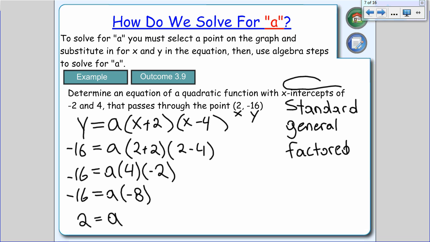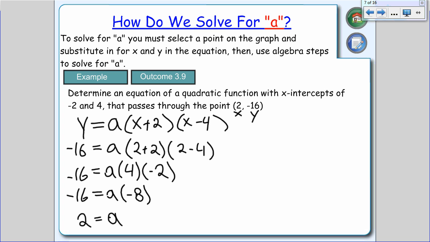This question didn't ask me what is a. It never asked. It said determine an equation. We found our equation, but it was missing an a, so we went and found a. Your answer is this equation, but with a as 2. So your final answer would be y is equal to 2(x + 2)(x - 4). That would be your final answer. Those are good thinking questions.